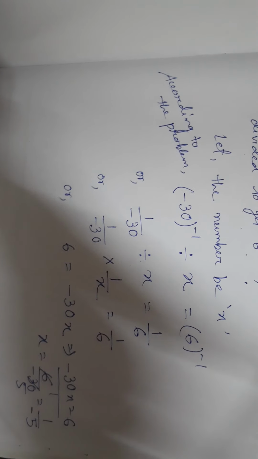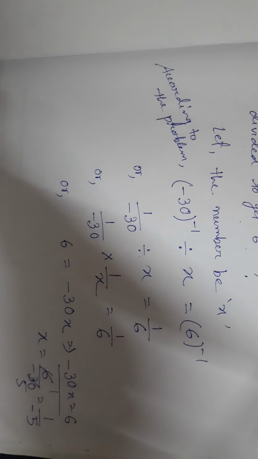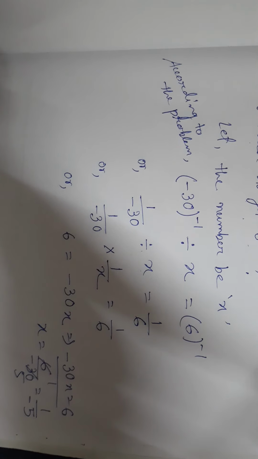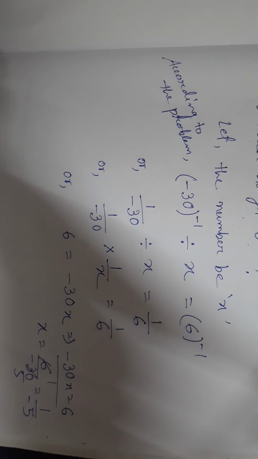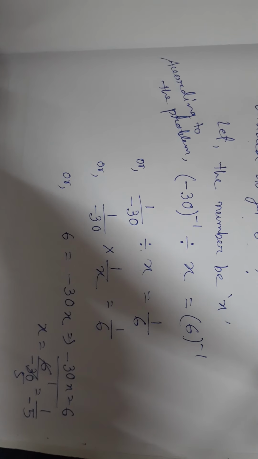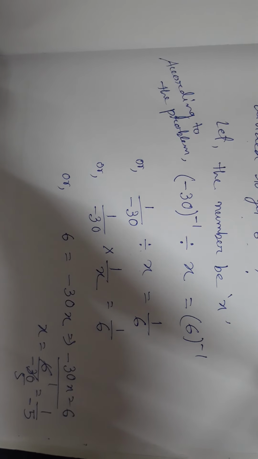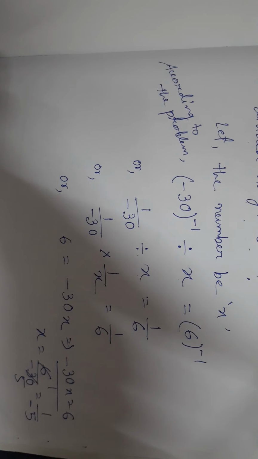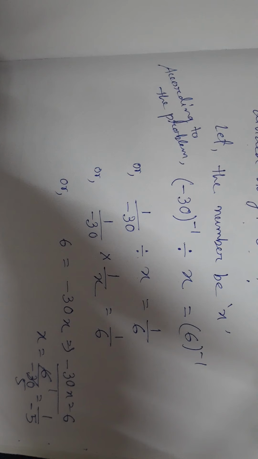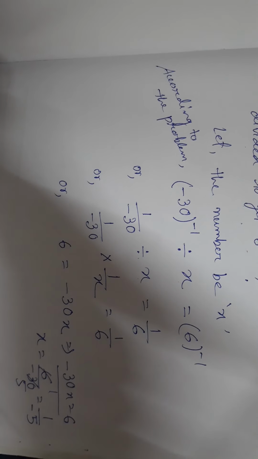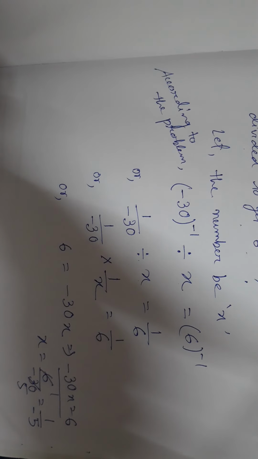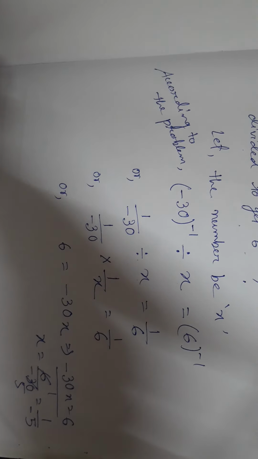So if we are dividing minus 30 raised to the power minus 1 by this number 1 by minus 5, then we will get 6 raised to the power minus 1. So here our answer is 1 by minus 5.